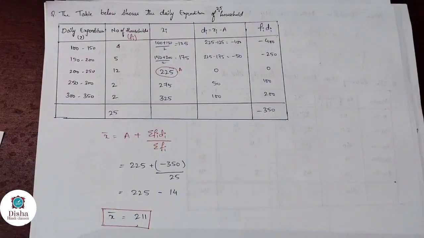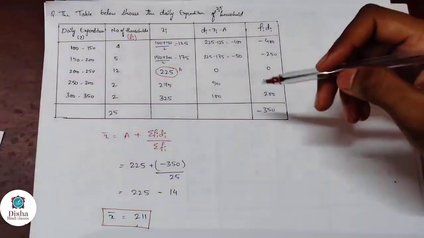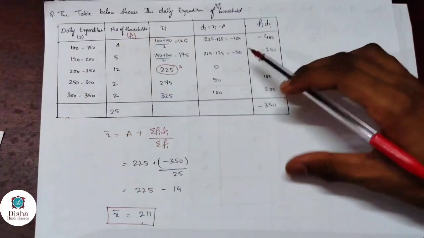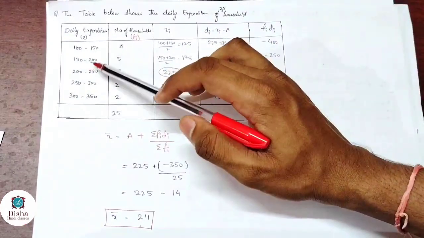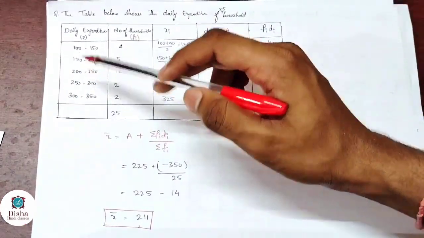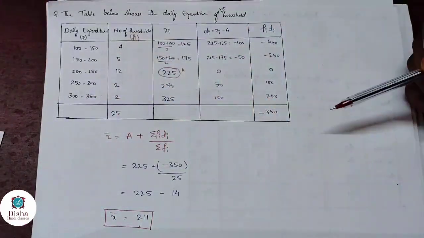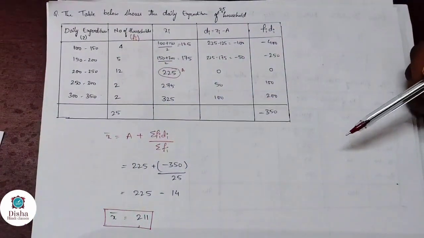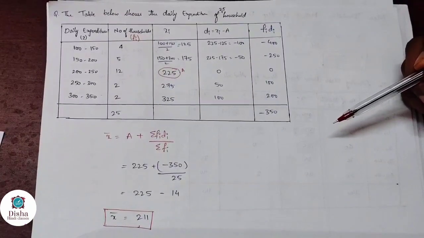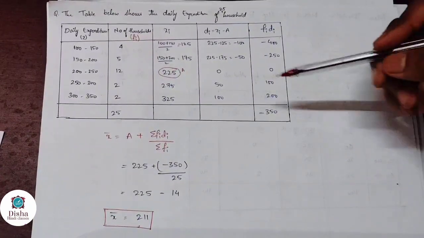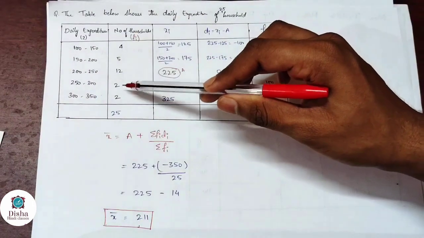So another problem in the same assumed mean method. We have the daily expenditure of 25 households, that is 100 to 150, 150 to 200, 200 to 250, 250 to 300 and 300 to 350 with the frequencies given, and we are asked to calculate the mean in the assumed mean method. So we have the frequencies 4, 5, 12, 2 and 2.